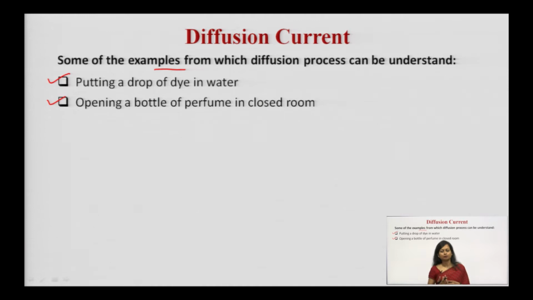in that particular room. Initially the intensity of the fragrance was very high at one point, but after a certain time interval, the entire room is fragranced. You can find the same intensity, the same smell of the perfume. So this is because of what? This is because of the diffusion process. I hope now this diffusion process must be very clear to you, how to explain it, right? You can take many more examples.